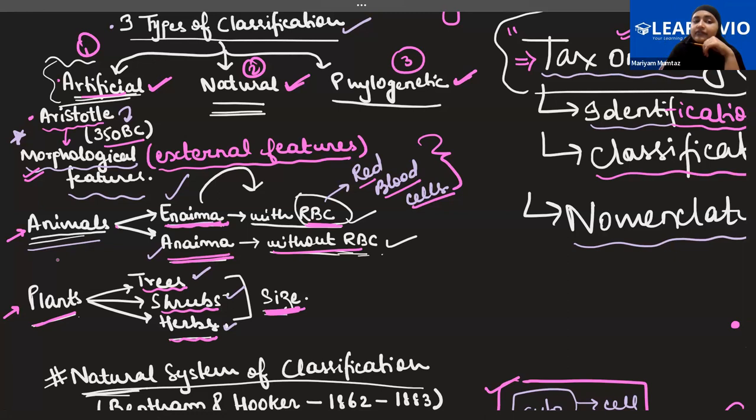So in the artificial system of classification, Aristotle actually classified organisms depending upon the morphological features. Any doubts up till now? No, ma'am. You're getting what I'm trying to say?